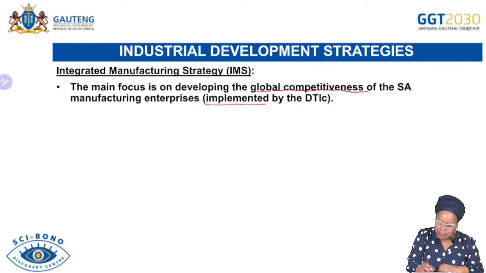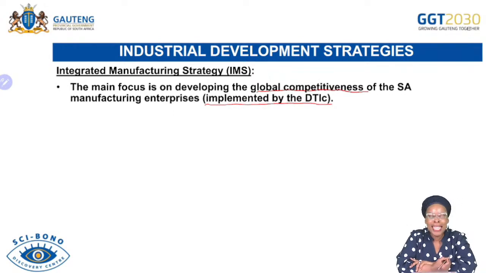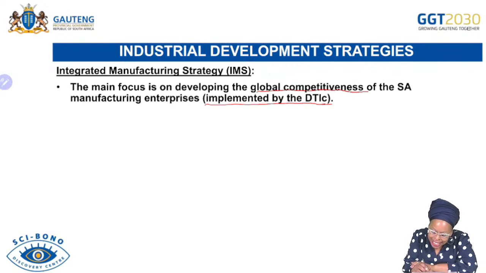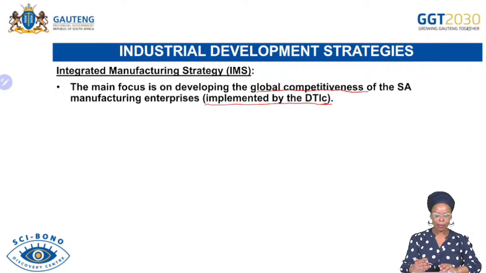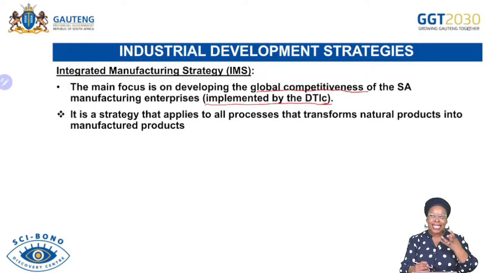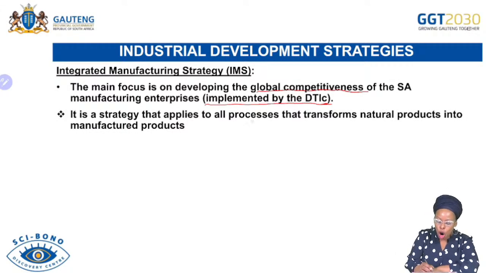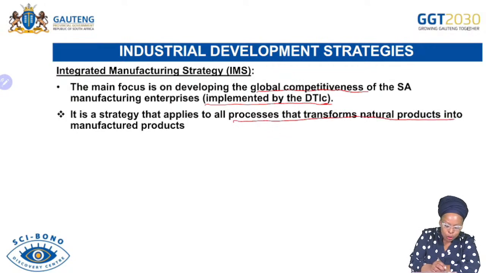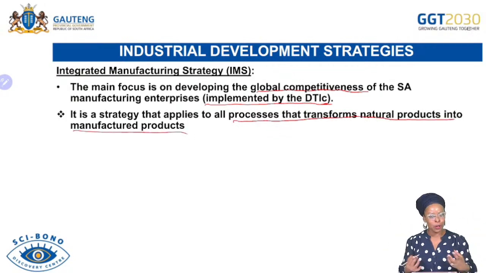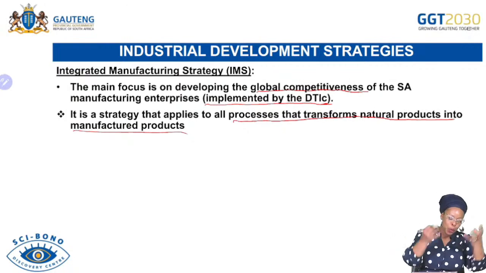And this is implemented by DTIC. What is DTIC in full? It is the Department of Trade, Industry and Competition. It is no longer called the Department of Trade and Industry. We have added this C, Department of Trade, Industry and Competition. Okay. It is the one that oversees industrial development in South Africa. So this strategy, IMS, applies to all processes that transform natural products into manufactured products. I also emphasize that the emphasis is to transform natural products into manufactured products.